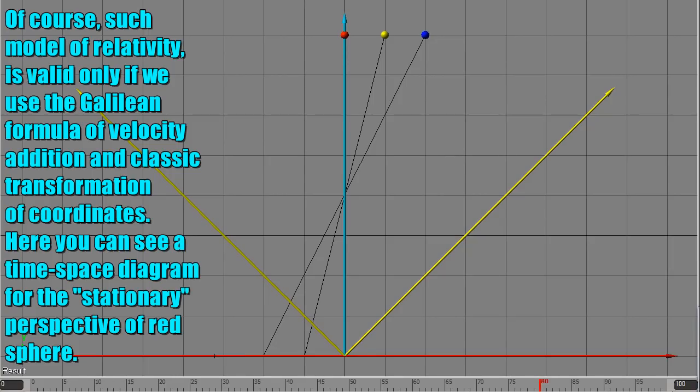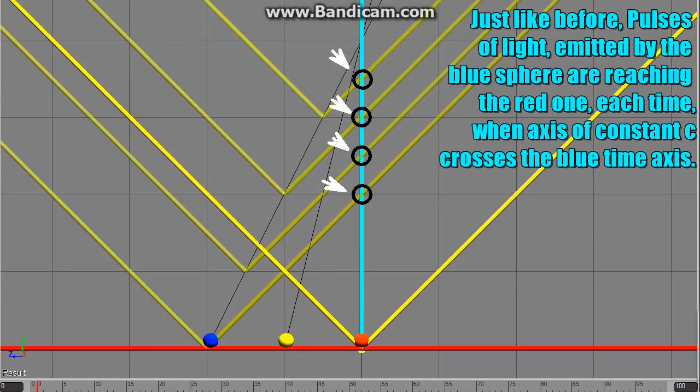Of course, such a model of relativity is valid only if we use the Galilean formula of velocity addition and the classic transformation of coordinates. Here you can see a time-space diagram for the stationary perspective of the red sphere. Just like before, pulses of light emitted by the blue sphere are reaching the red one each time the axis of constant c crosses the blue time axis.